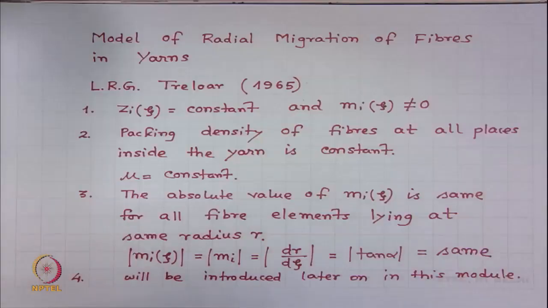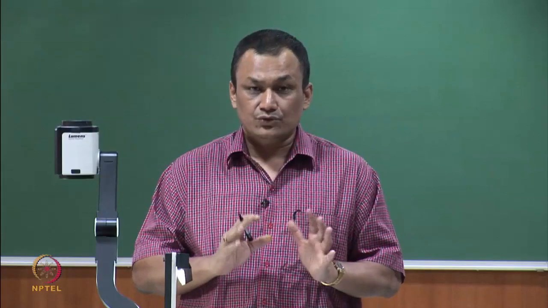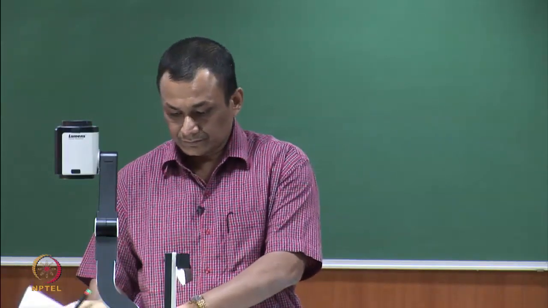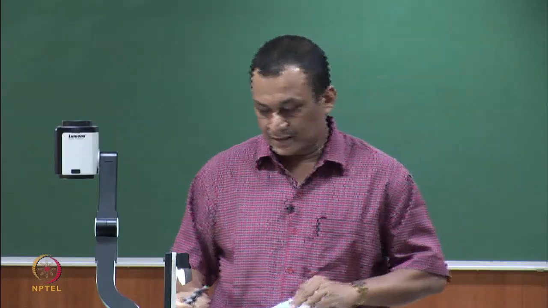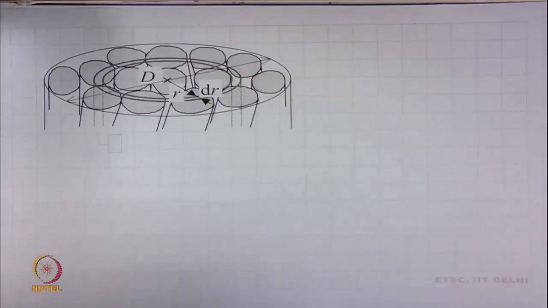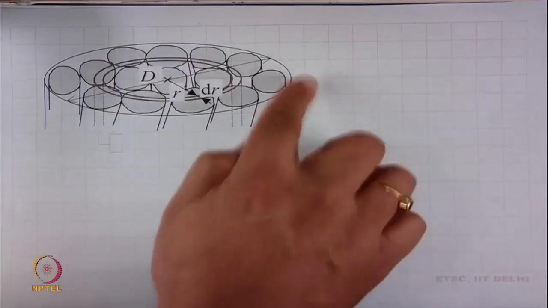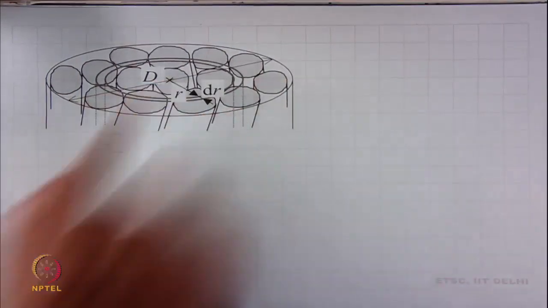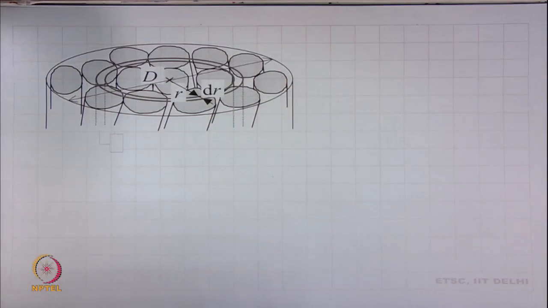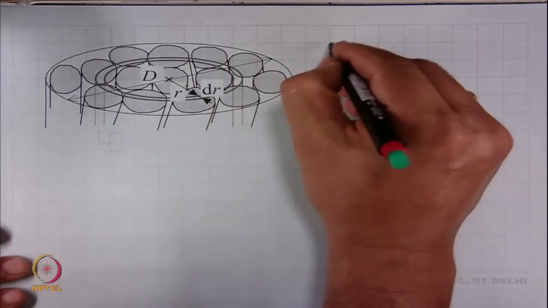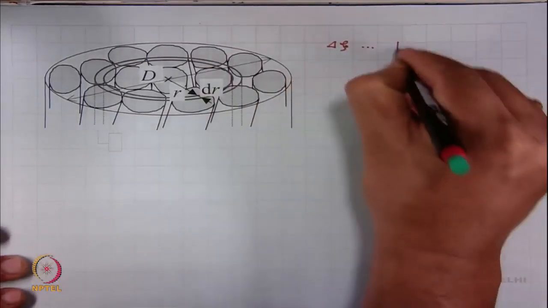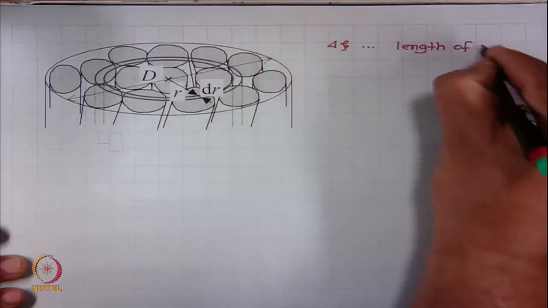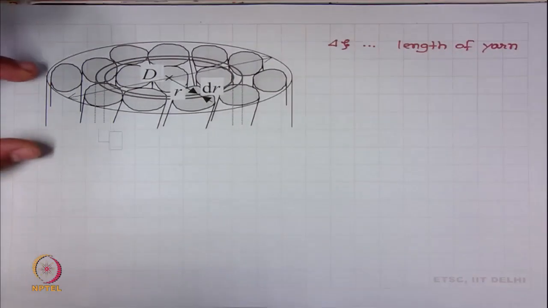Now, based on these three assumptions, it is possible to derive certain theoretical relations. We are interested to find out those relations at this moment of time. For that purpose, let us think about the cross section of a yarn. It is a typical cross section of a yarn, cylindrical body. There are many fibers present. The diameter of the yarn is D. We consider a small length of yarn, elementary length delta zeta.